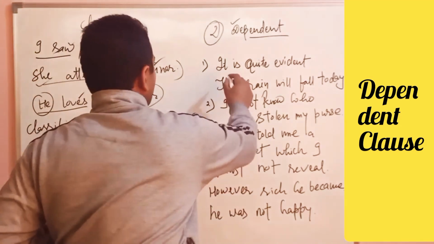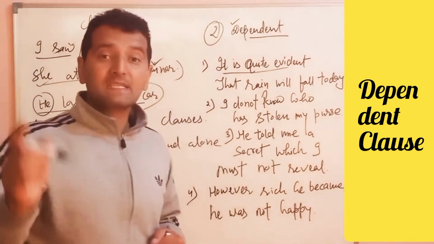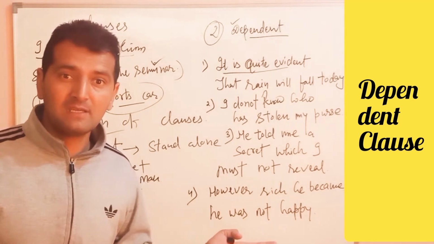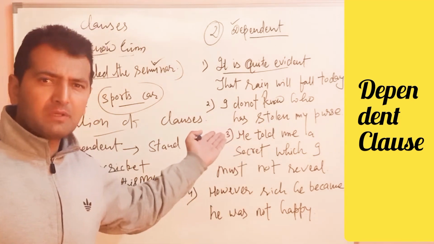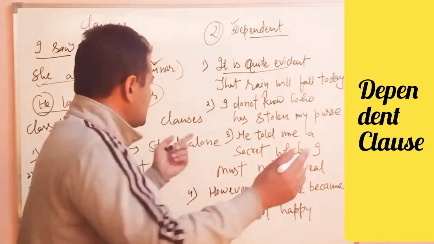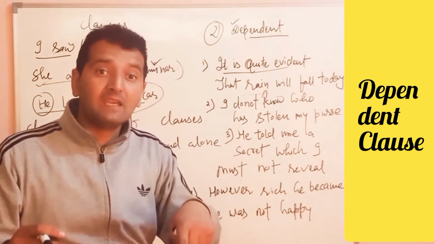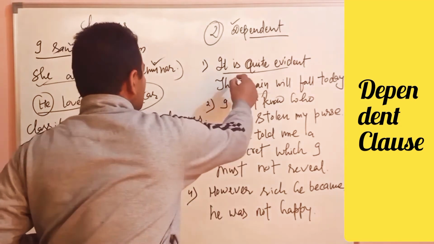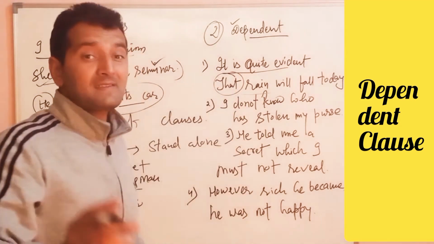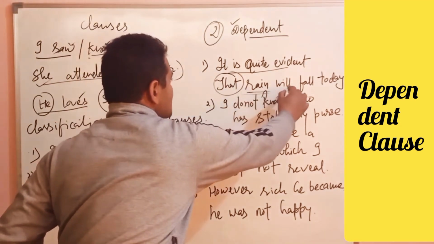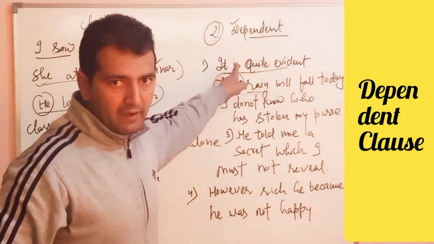See here, "It is quite evident" is the principal clause. We understand that it is absolutely certain. What is certain? "That rain will fall today." This is the subordinate, the dependent clause. See, this clause is dependent on the first one.